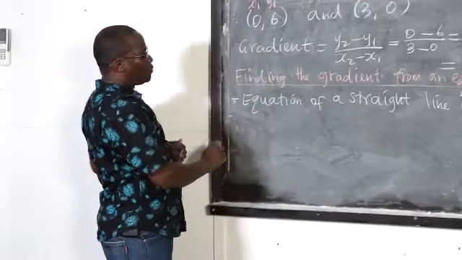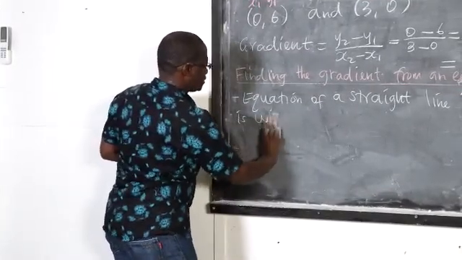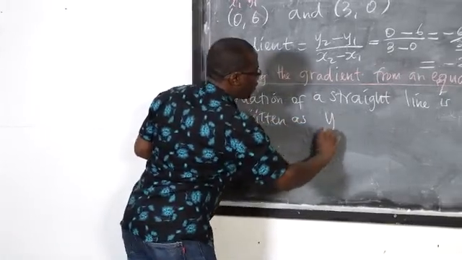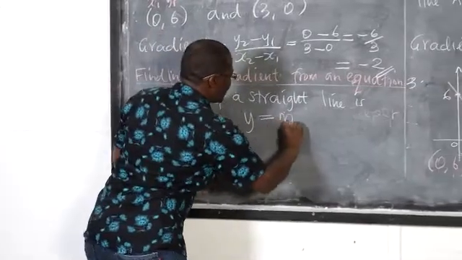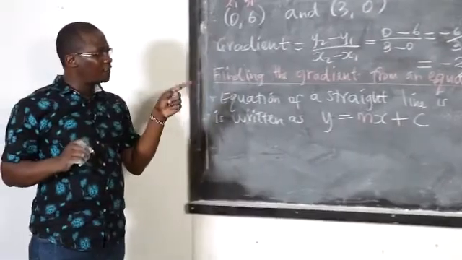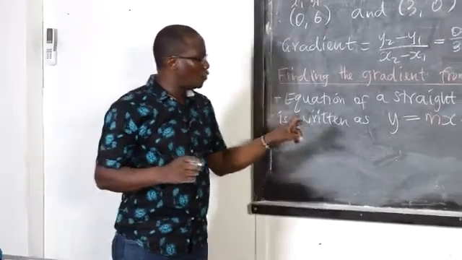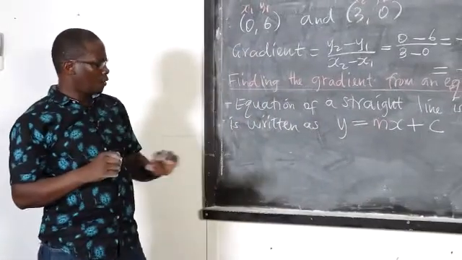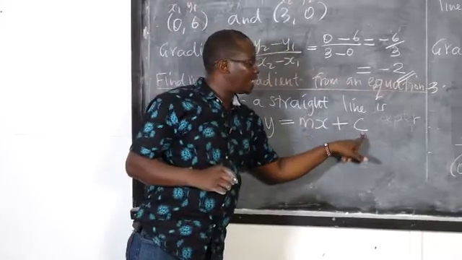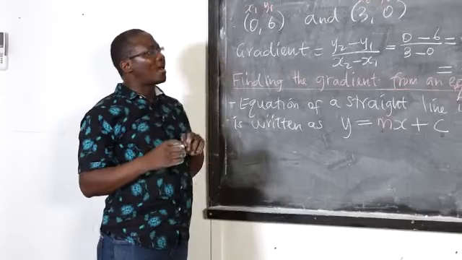This is the general form of equation of a straight line, written as y equals mx plus c. This is a very, very important equation that you should always remember. It is the general form of the equation of a straight line, where m represents the gradient and c represents the y-intercept. When I talk of y-intercept, it is where the line crosses the y-axis.